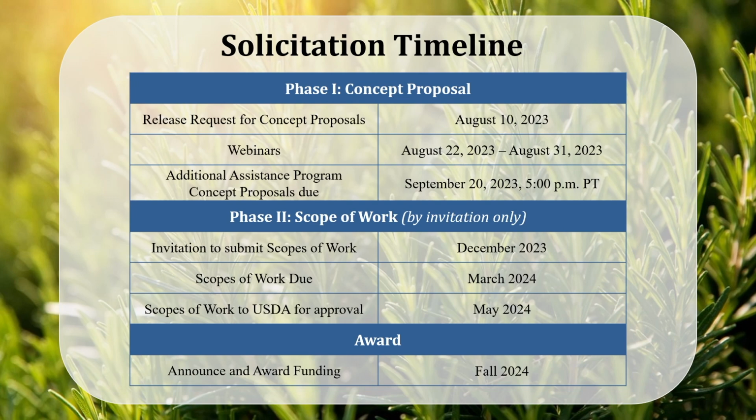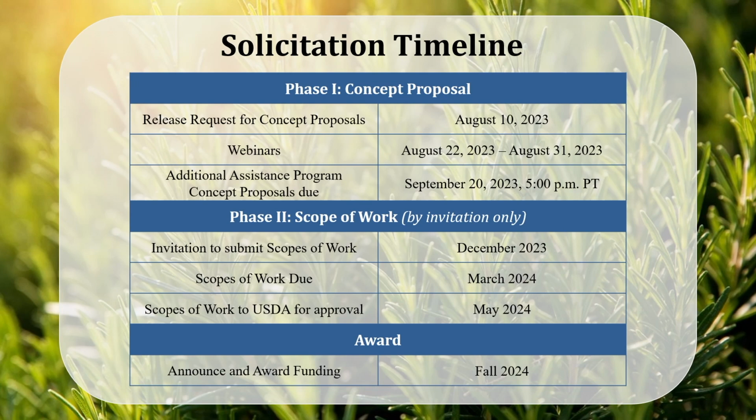Please note that concept proposals to the Additional Assistance Program are due on Wednesday, September 20th, 2023 at 5:00 p.m. Pacific Time, and that late submissions will not be accepted. There are two RFCPs, one for the conventional SCBGP and one for the Additional Assistance Program. Applicants will be notified in December whether they are invited to Phase 2 and will have approximately 3 months to submit scopes of work with the help of a CDFA grant analyst.